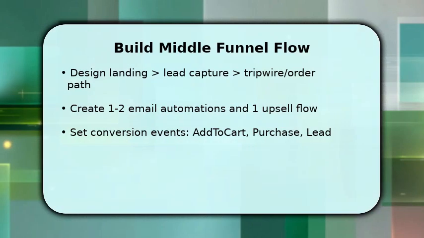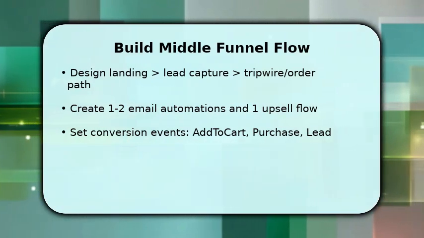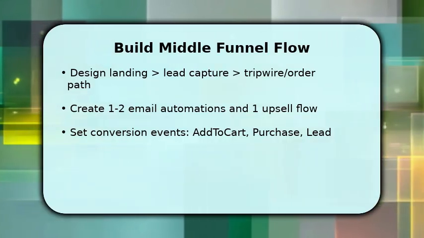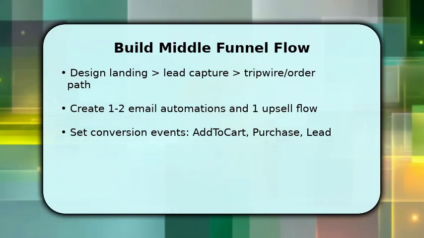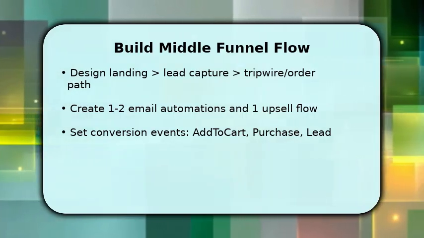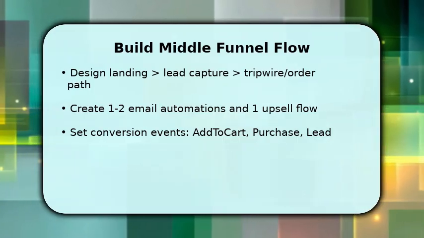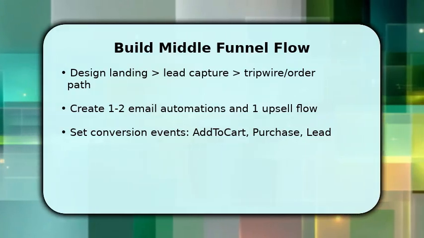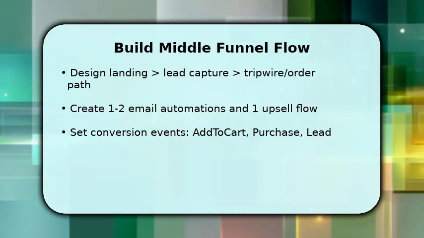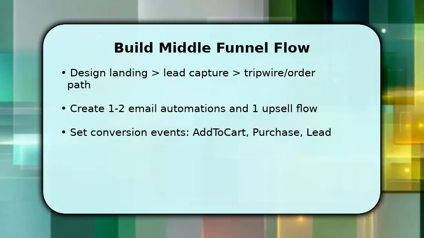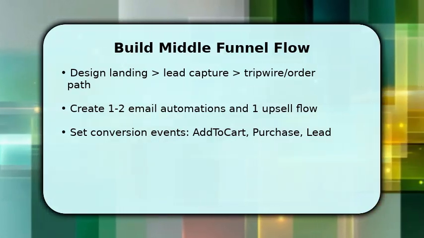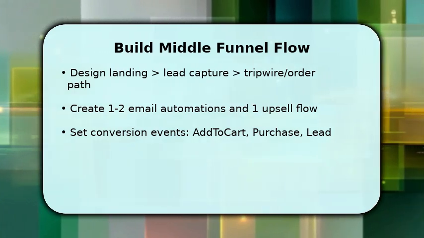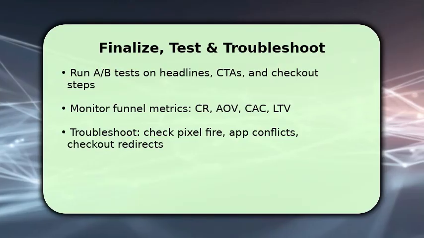Next, focus on the middle. Convert interested visitors into buyers. Build a lead capture with an incentive, then route prospects to a low-ticket tripwire or streamlined checkout to reduce friction. Create 1-2 email sequences, welcome and cart recovery, and attach an immediate post-purchase upsell. Make sure conversion events are defined clearly in your analytics and funnel app, and that button clicks map to add to cart and purchase. This structure increases average order value.